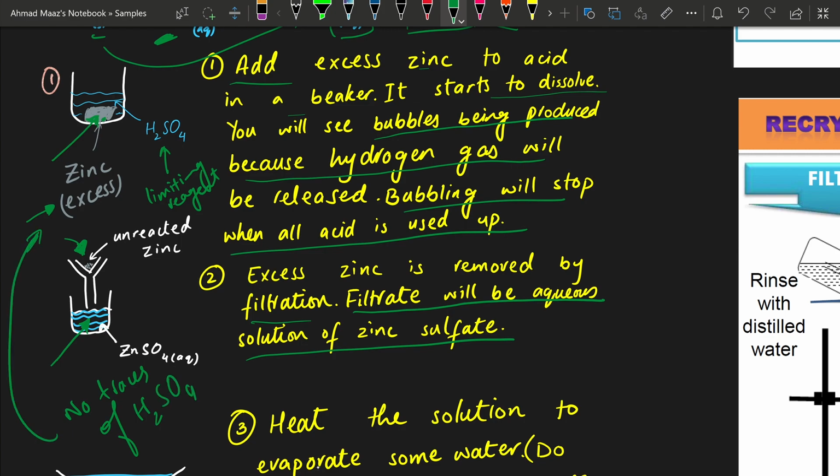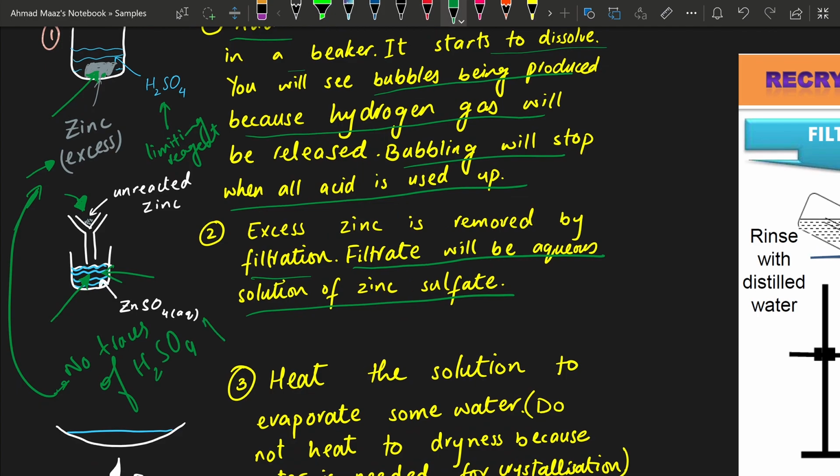Zinc was in excess, and all the sulfuric acid was used up. So that is why we are sure that the filtrate that we have is purely zinc sulfate. Alright, so it is an aqueous solution of zinc sulfate, which we needed.